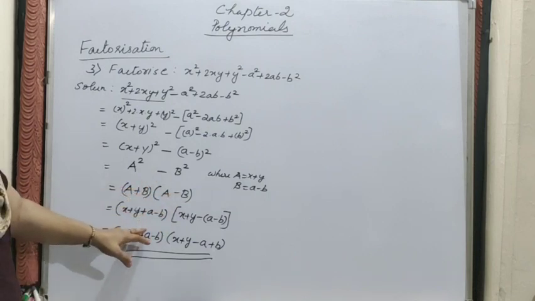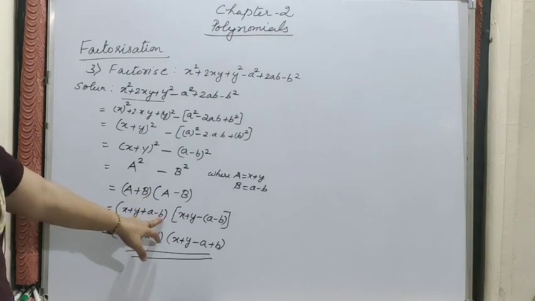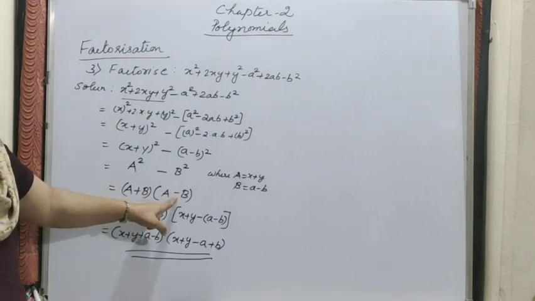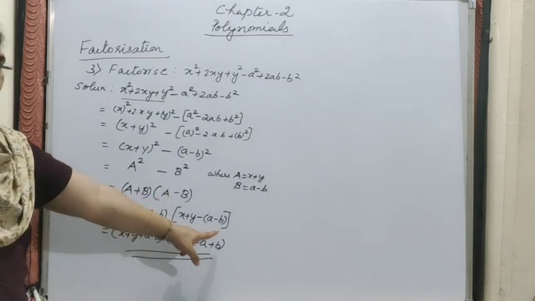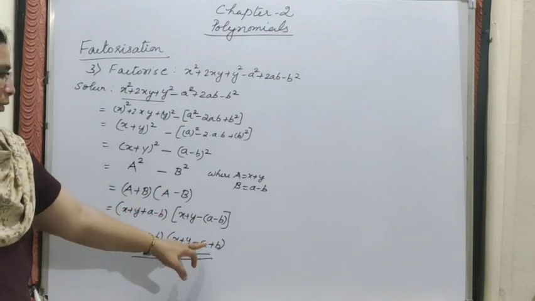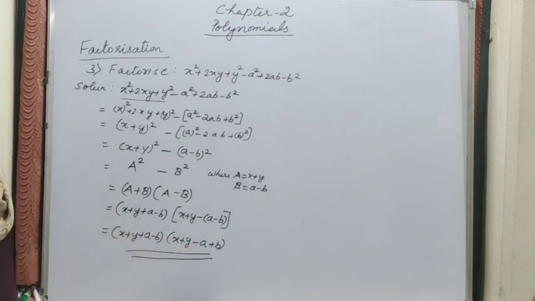So I am replacing a and b. A is x plus y, b is a minus b. Since it is a plus b, there is no change for the second term. But here it is a minus. For a we have written x plus y, for b minus of a minus b. After that we have to apply the minus sign. So the second bracket will become x plus y minus a plus b.